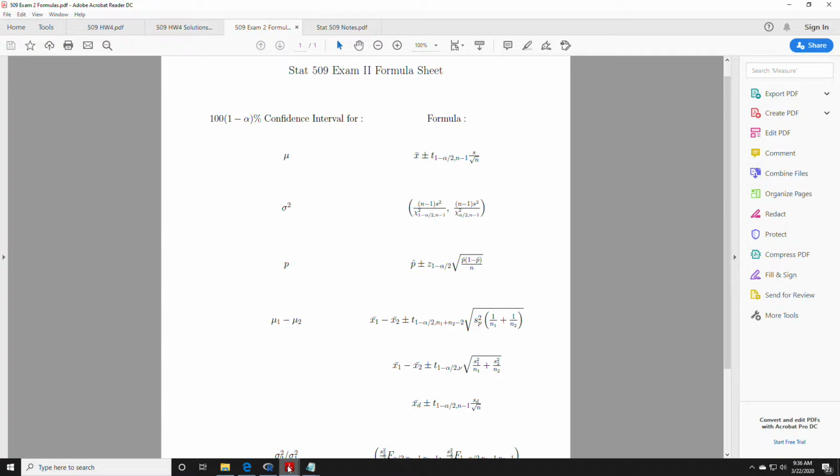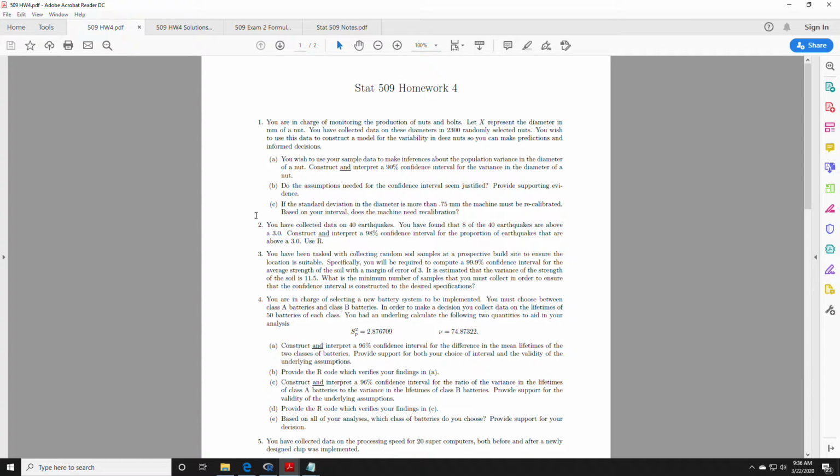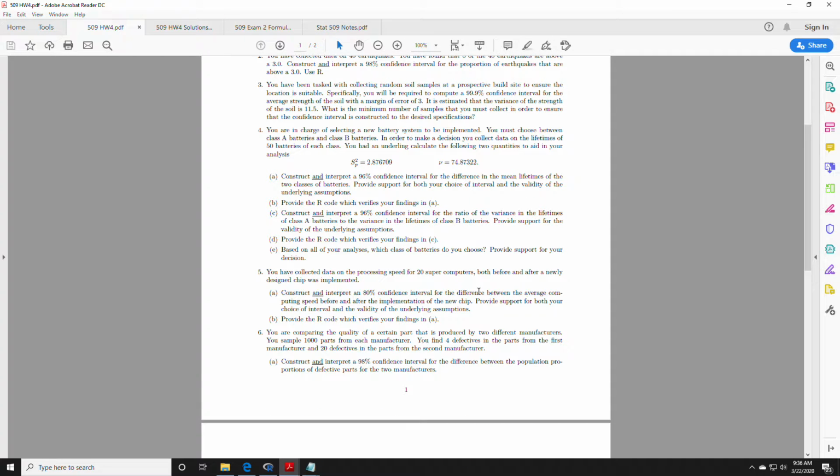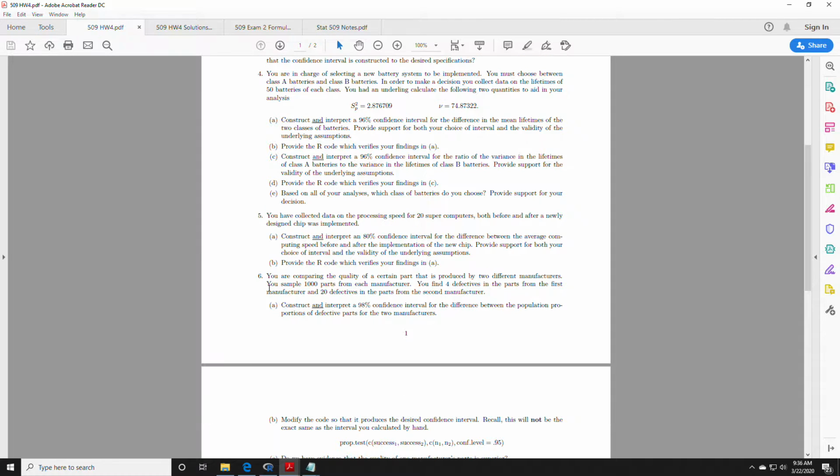Okay, so to get us back into things, if we look at homework 4, let's just go ahead and look at question 5. We've collected data on the processing speed for 20 computers, both before and after a newly designed chip was implemented, and we want a confidence interval for the difference between the average computing speed before and after the implementation of a new chip. And we want support for our interval and the validity of the assumptions.